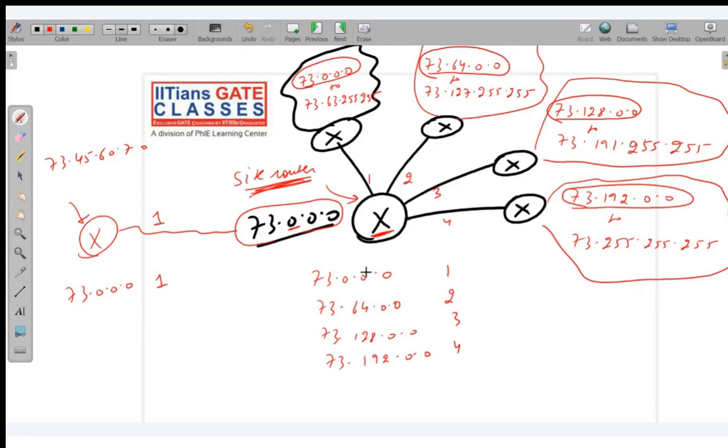We will tell you about this in routing algorithm. Next topic will be routing algorithm. In that we will study how these entries are made and so on. So for now you just imagine that we have some entries here. Let me label it. This is internet router. Internet router has only one entry, 73.0.0.0 and port number 1. That's it. So now it has received this IP address packet.